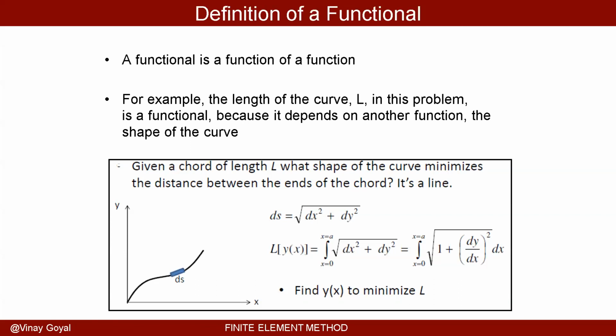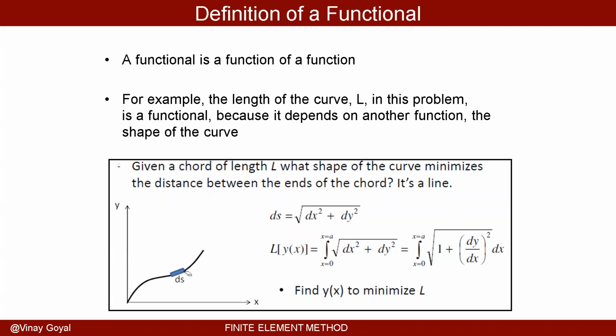So for example, take a curve of length L, and you can see here I have a curve which could have a length L. In this problem, we consider this a functional because the length of that curve depends on the shape of the curve. So if the curve was straight, the length will be smaller. If the curve was more curvy than what you see, then the length L will be larger than what you see on the screen.